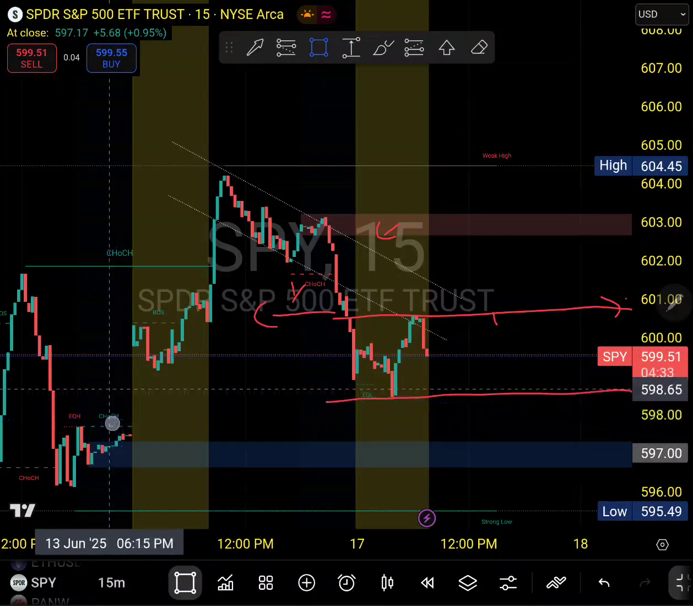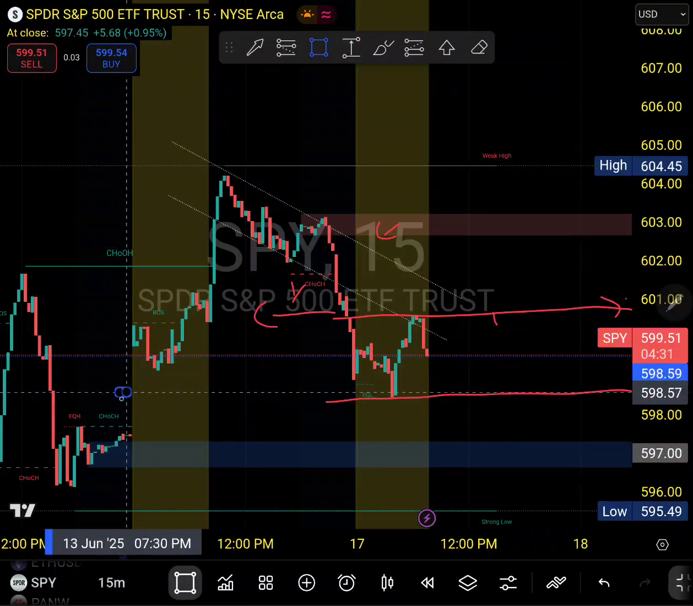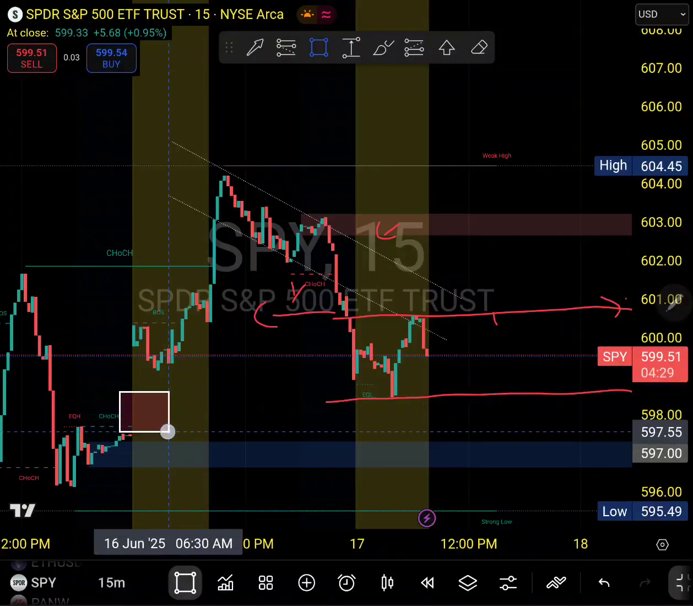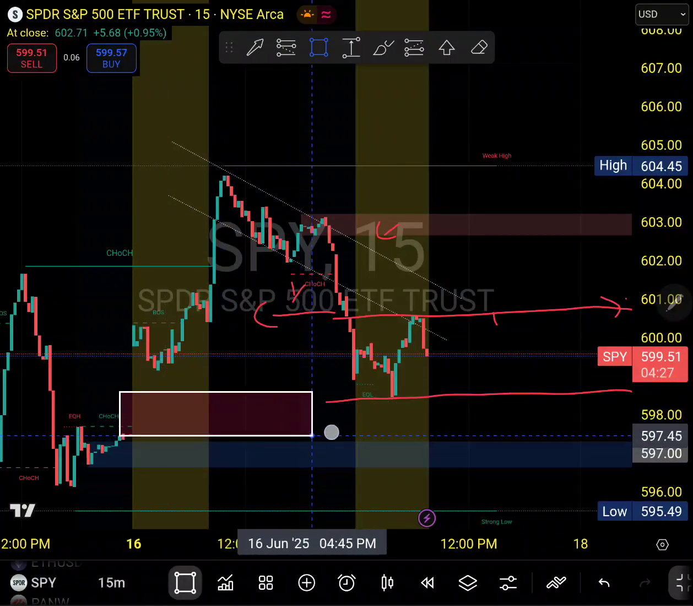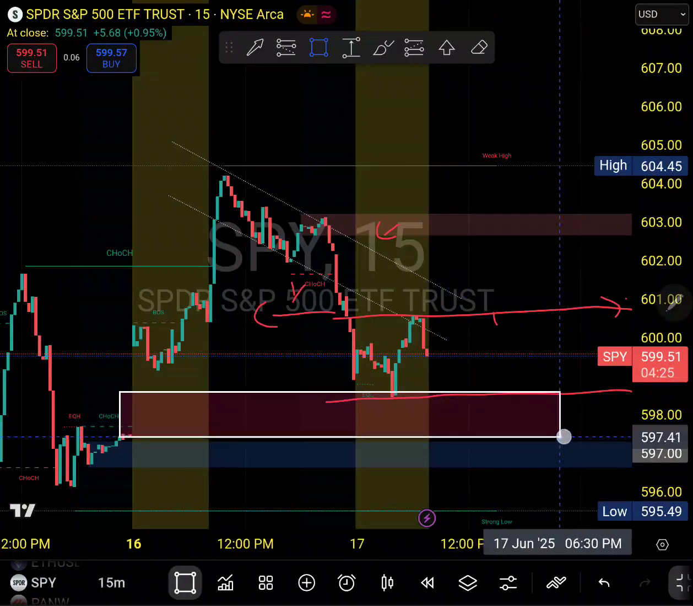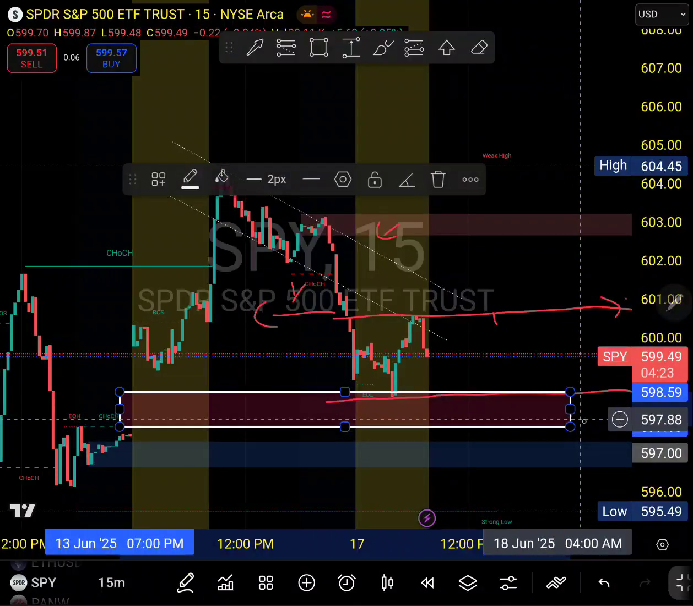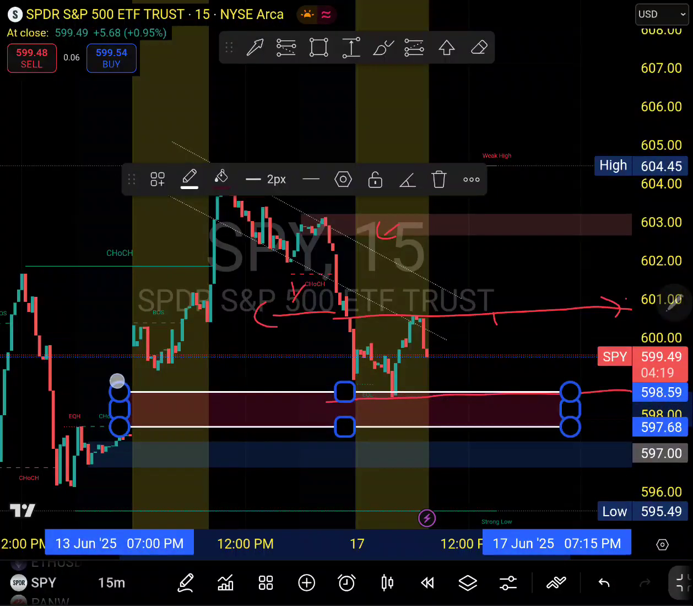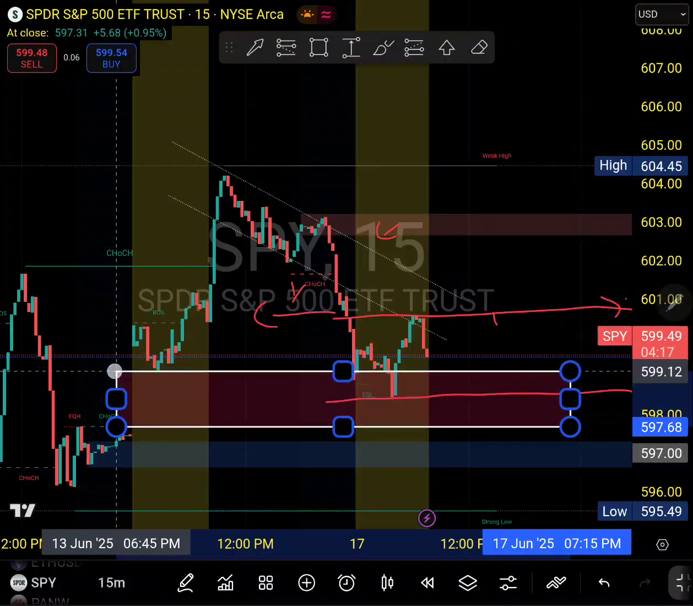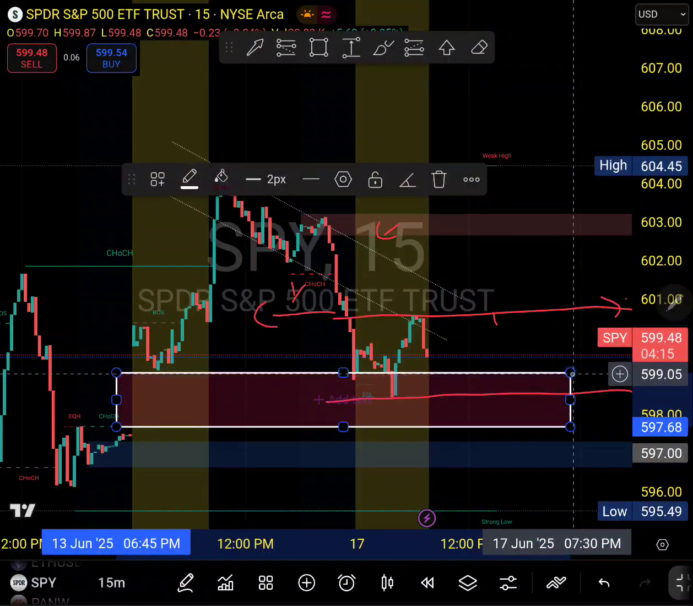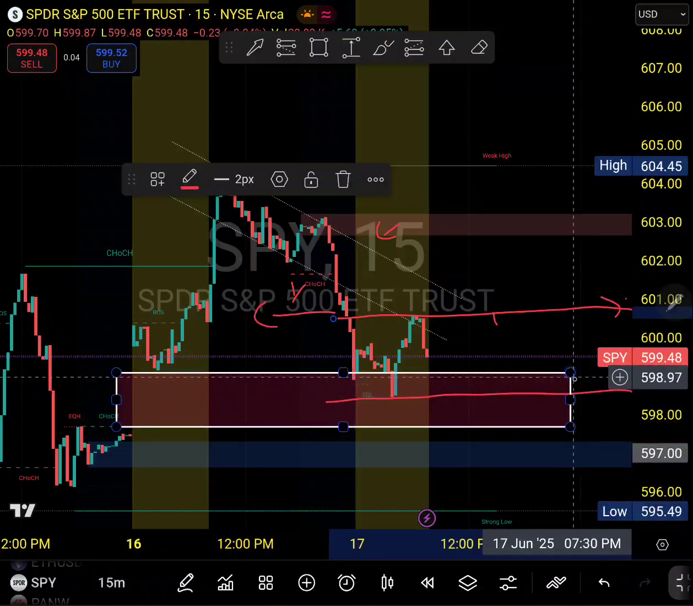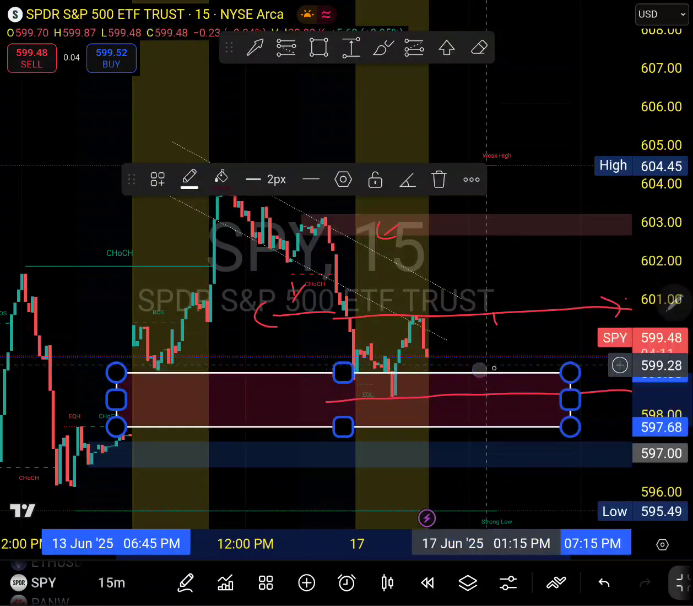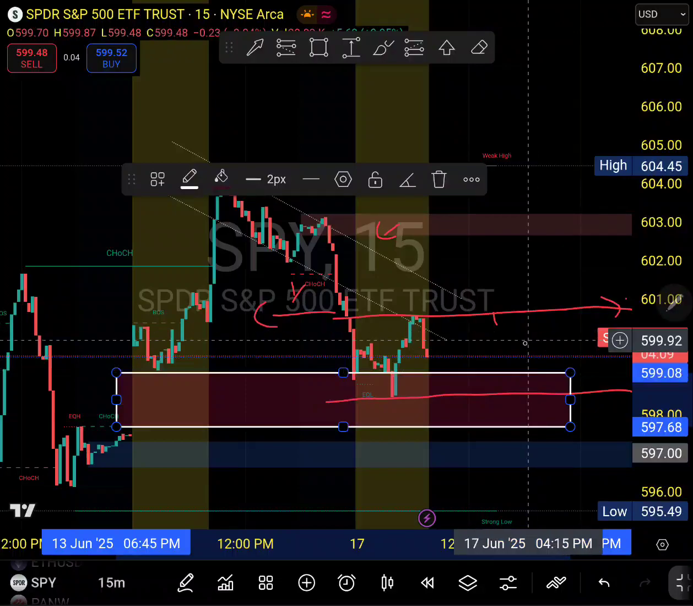Look at this gap. I'm talking about this gap since yesterday, because the market opened as a gap up. The market opened as a gap up, so the market can try to fill this gap right at the open.